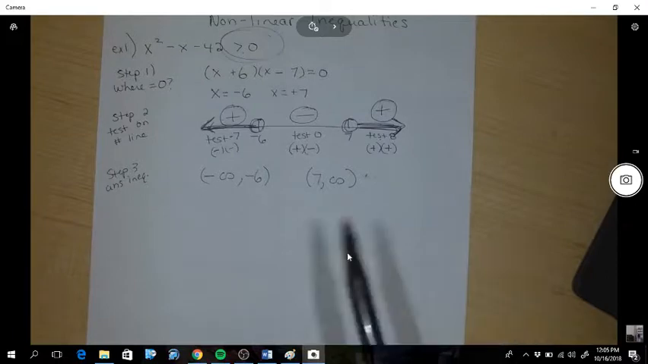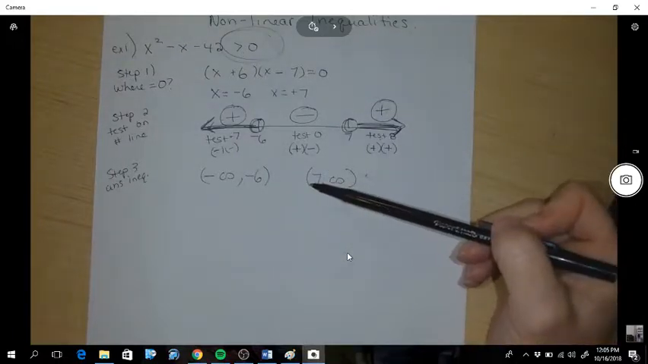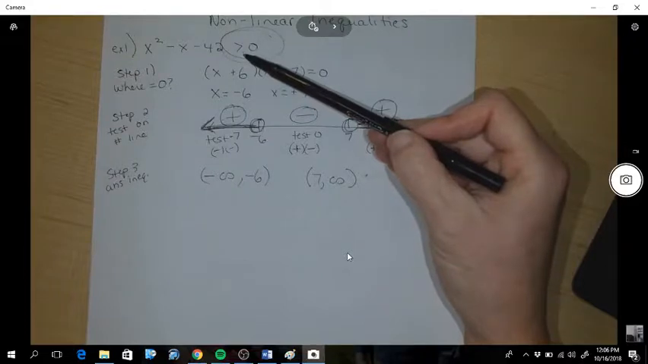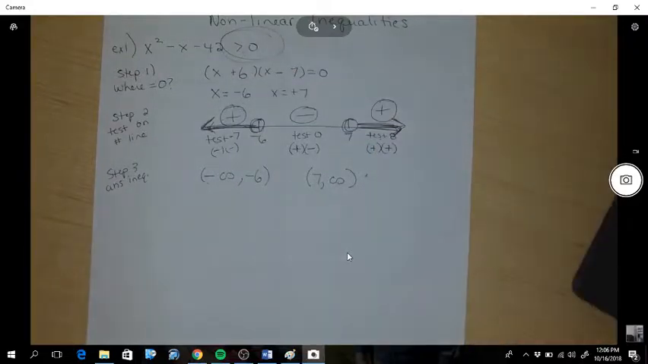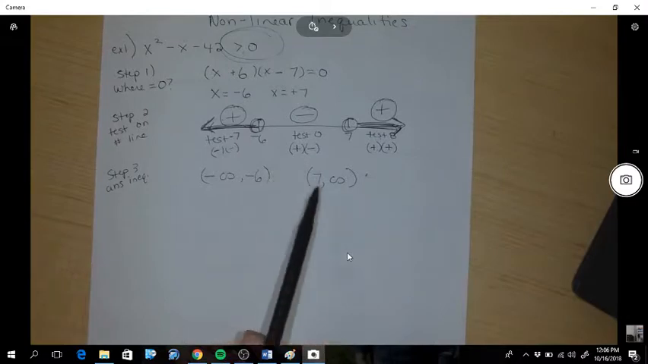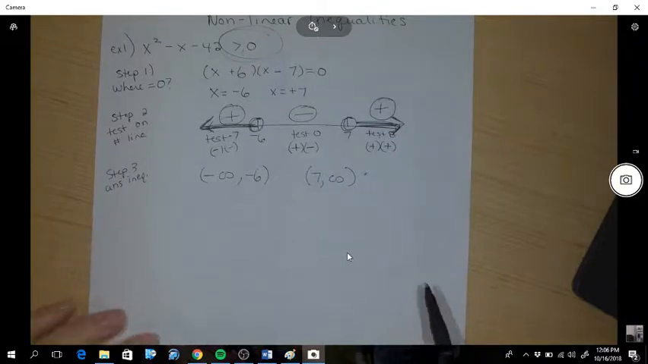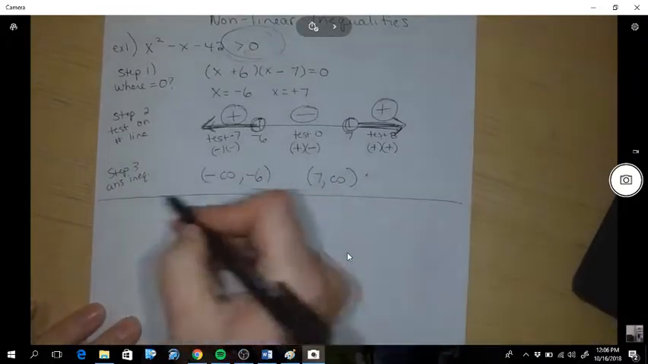Okay, so you can see my bracket type is always going to be soft when you're not including the 0. And it's going to be a hard or a closed bracket when you're also including it. Okay. Example 2.